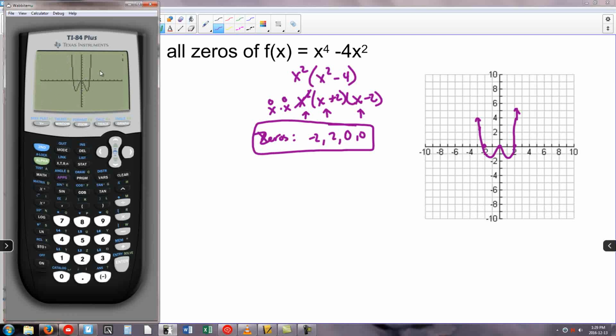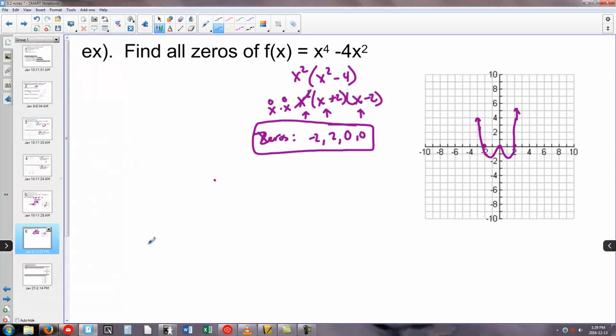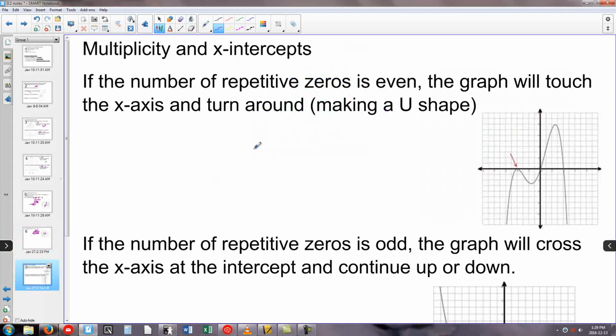I see the parabola come through. This looks a lot like what I have there. I want to be sure that 2, negative 2, and 0 work, so I'm just going to go to the table. Sure enough, negative 2 gives me 0, 0 gives me 0, and 2 gives me 0. Those are the three places I touch the x-axis. Makes perfect sense. Last, we want to deal with those multiplicities and x-intercepts.